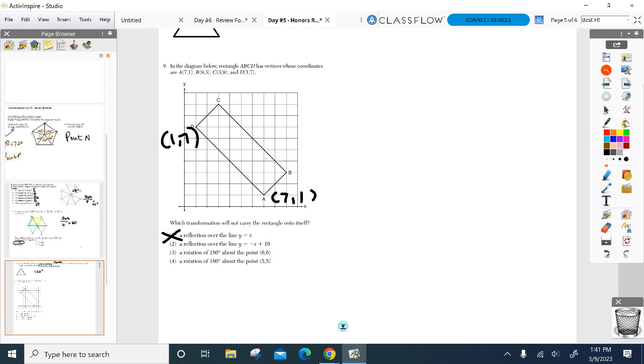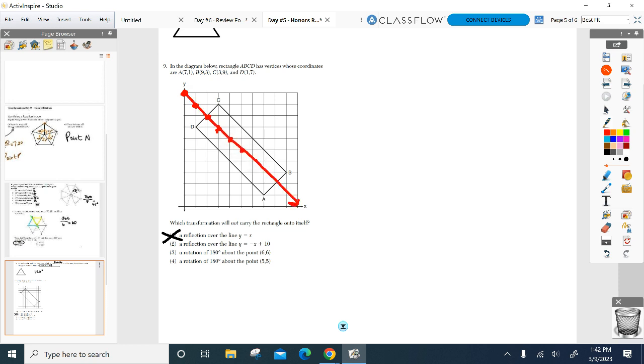Ooh, how about this one? A reflection over y equals negative x plus 10. Can we get a quick visual of what that looks like? What's the y-intercept so I can graph it real quick for you? 10, right? All right, go up to 10. 1, 2, 3, 4, 5, 6, 7. Yep, it goes up here. What's the slope of this line? Negative 1. So where can you tell me to go make a couple other points here? Down 1 over 1, down 1 over 1 right here. Everyone see this line I'm making?